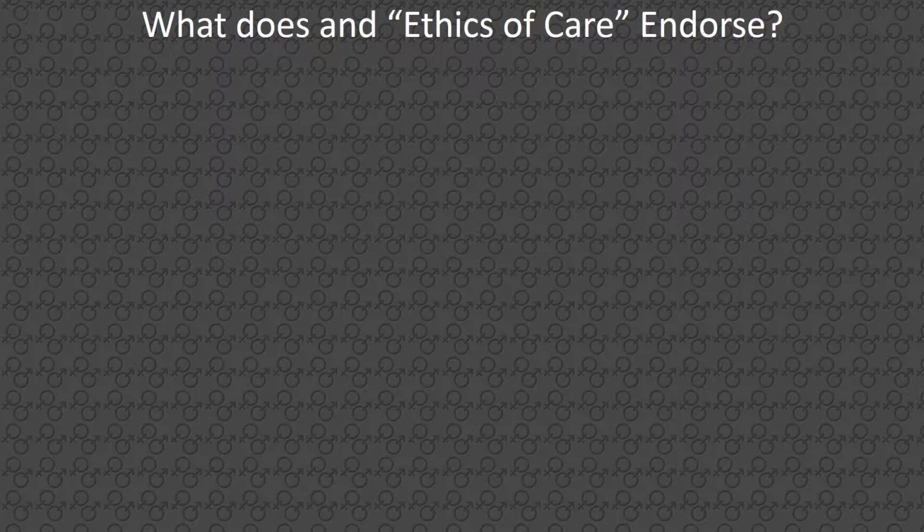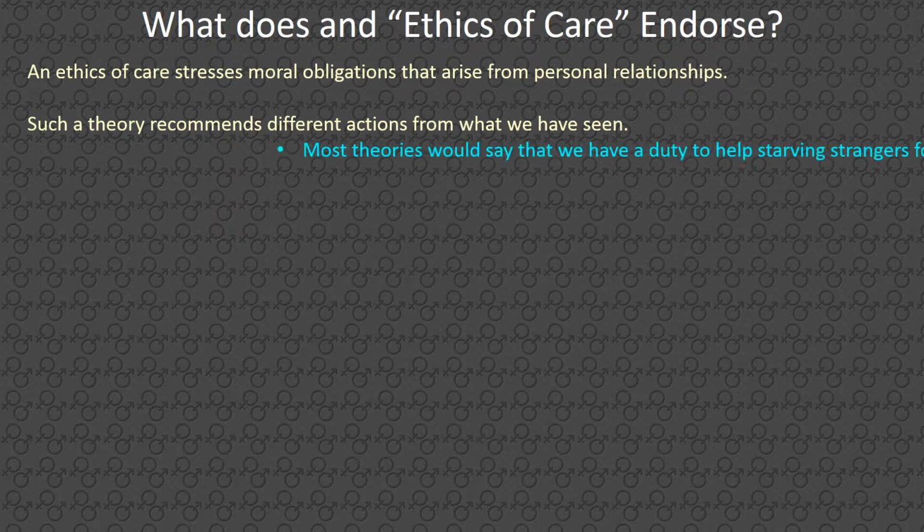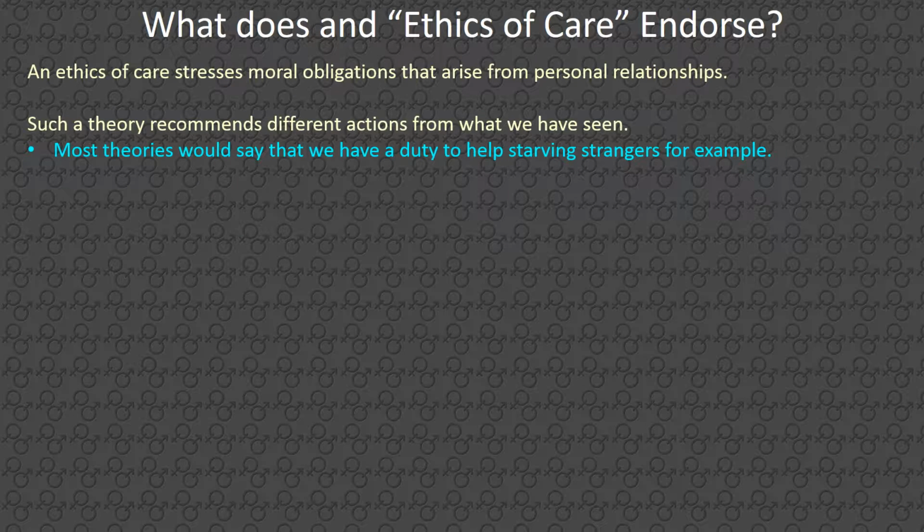An ethics of care stresses moral obligations that arise from personal relationships and emphasizes the caring that results from this. On the whole, a theory like this recommends quite different actions from most of the other theories we have seen. For example, both utilitarianism and deontology are going to say that we have duties to help people suffering in the world at large, for example, those starving overseas. They would say this for different reasons.